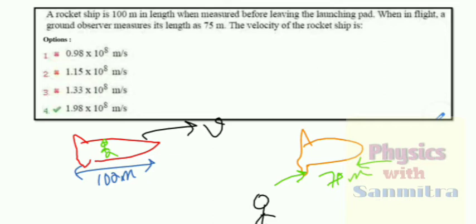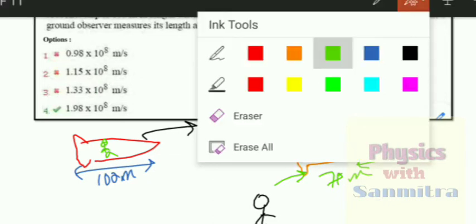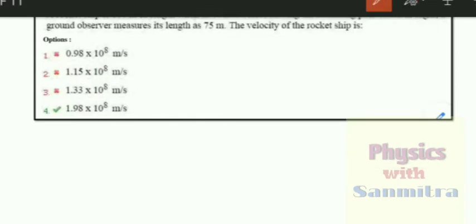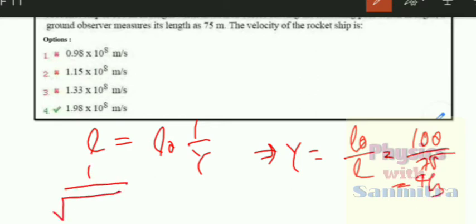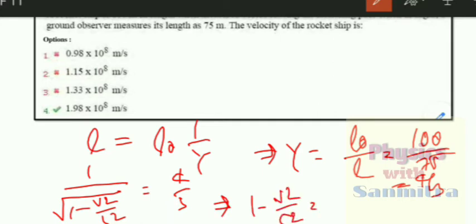Okay, let's find out the velocity. What is the formula for length contraction? Length in the moving frame is the length in the resting frame into 1 by gamma. So gamma is equal to L naught by L. L naught is 100 and L is 75, so I am getting 4 by 3. Now gamma is 1 by root over of 1 minus v squared by c squared, that is equal to 4 by 3. This implies that 1 minus v squared by c squared is 9 by 16. Now v squared by c squared is 1 minus 9 by 16, that is 7 by 16.